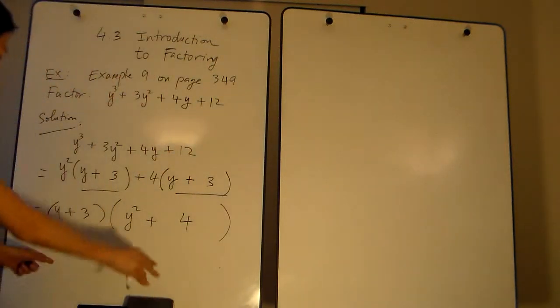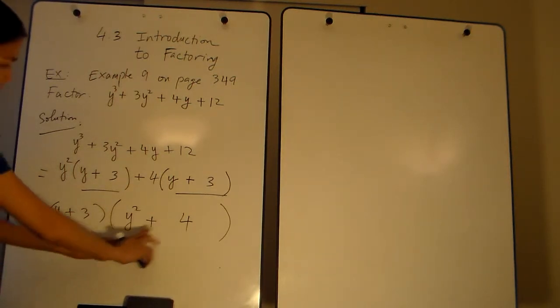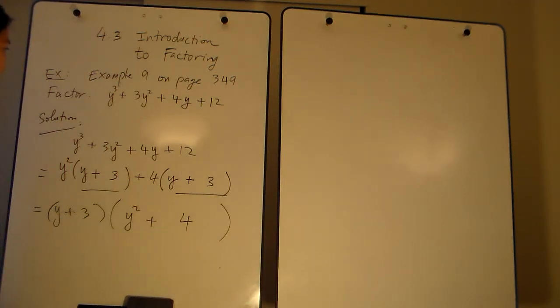So you see that this is the final answer. Once you're done with the factoring, it's something multiplied by something. Okay, a factor multiplied by a factor. So this is how you solve example 9 on page 349.